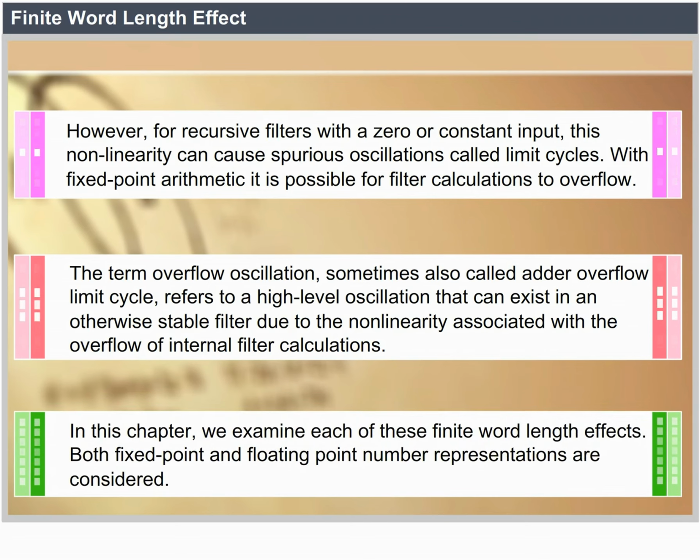In this chapter, we examine each of these finite word length effects. Both fixed point and floating point number representations are considered.